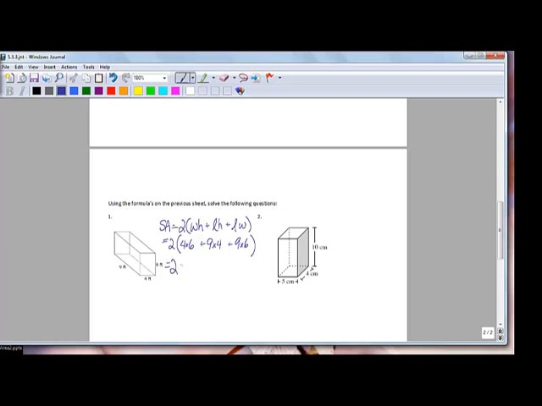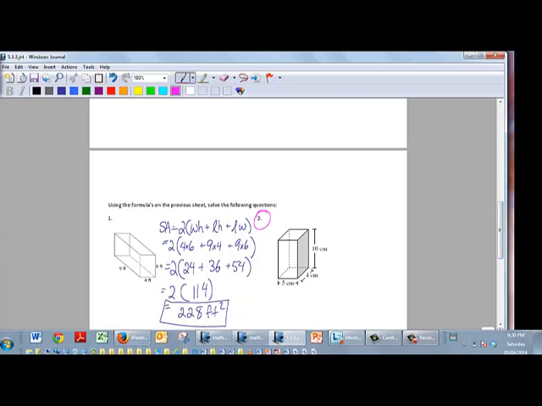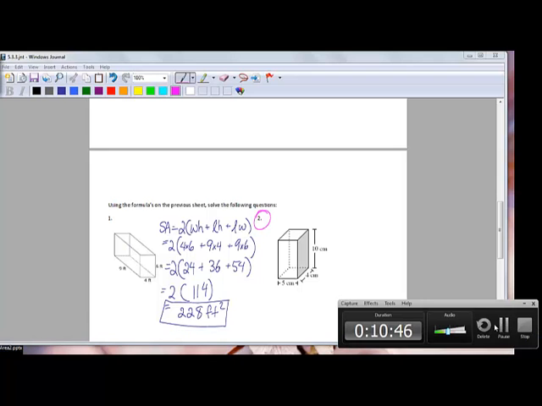Everything in the bracket gets done first thanks to BEDMAS. Remember that you multiply before you add. This is 24, 36, and 54. I'm going to add those numbers together. 24 plus 36 plus 54 equals 114, times 2 is 228 feet squared. That's using the formula. This next one is yours with the formula. You can pause the video and check your answers on tomorrow's website to make sure that you're right.